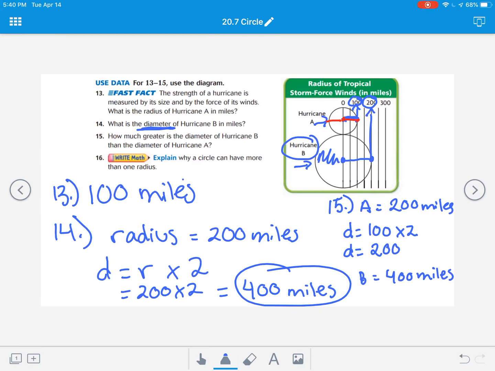So 15 is asking how much greater is the diameter of B than A. So it's asking us to compare. Whenever we compare, we're using subtraction. So we're going to do 400 minus 200 to compare the difference, and that will be our final answer. 400 minus 200 is 200. So for our final answer, I'm going to have to write it up here. Circle B's diameter is 200 miles longer.